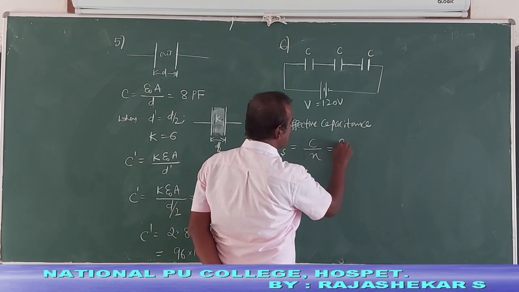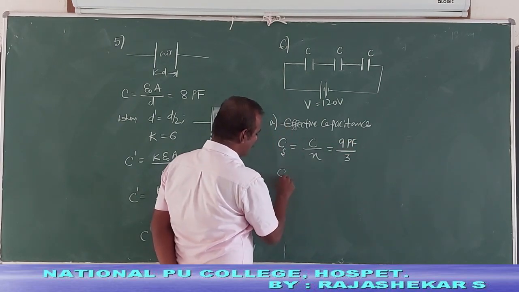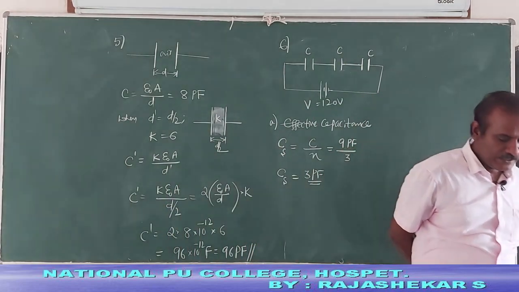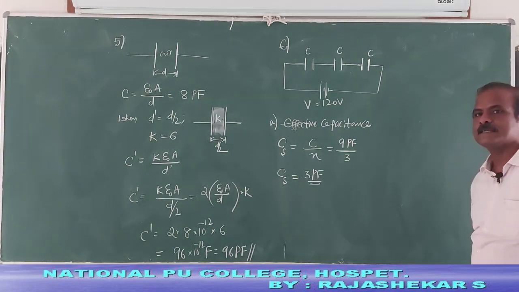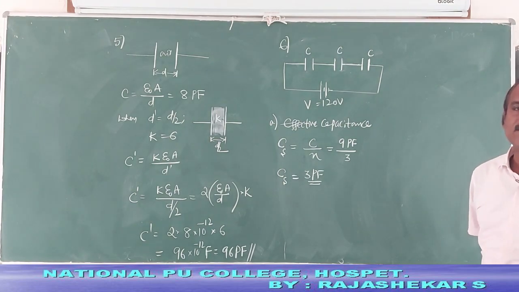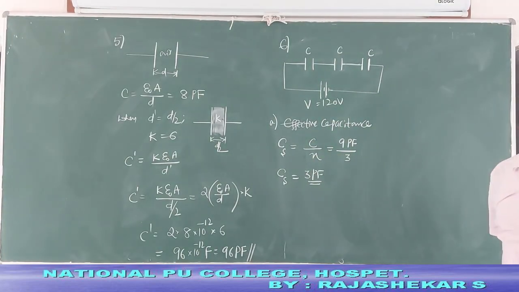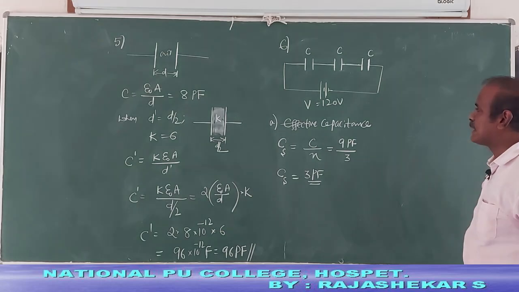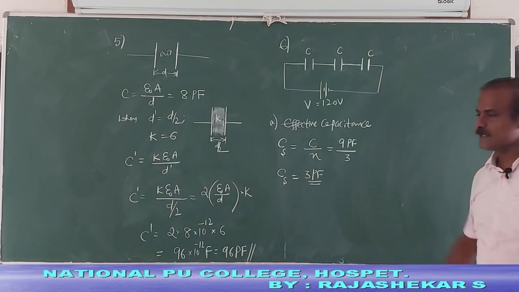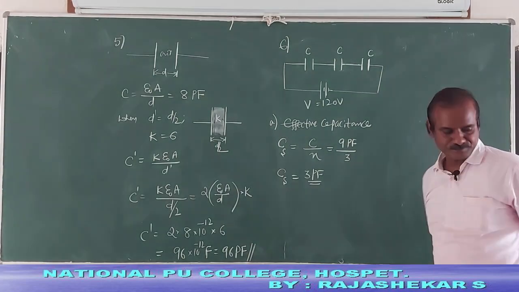This is 9 picofarad given, divided by how many? 3 in number. Therefore the effective capacitance becomes 3 picofarad. You refer to the theory made earlier wherein identical capacitors combined in series give effective capacitance C by N, because the basic formula is 1 by C1 plus 1 by C2 plus 1 by C3 is equal to 1 by Cs. In that regard, 1 by C plus 1 by C plus 1 by C is 3 by C, reciprocal, C by 3, 3 picofarad. This is the first part.